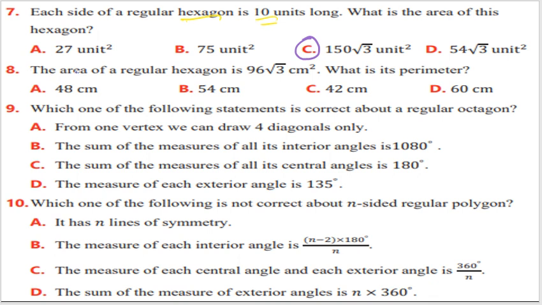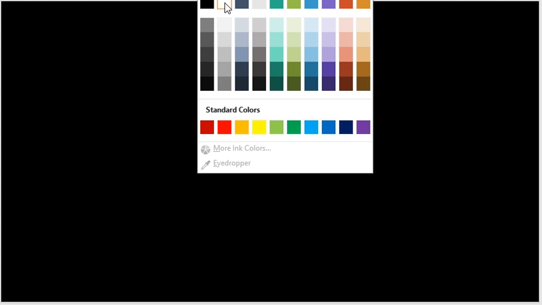Question number 8. The area of a regular hexagon is 96 radical 3. Okay, what is its perimeter? The area is given to us. Okay, again, let's go to a new page. It says the area is 96 radical 3, and don't forget n is equal to 6 because it's a hexagon, and then we are asked to find the perimeter.